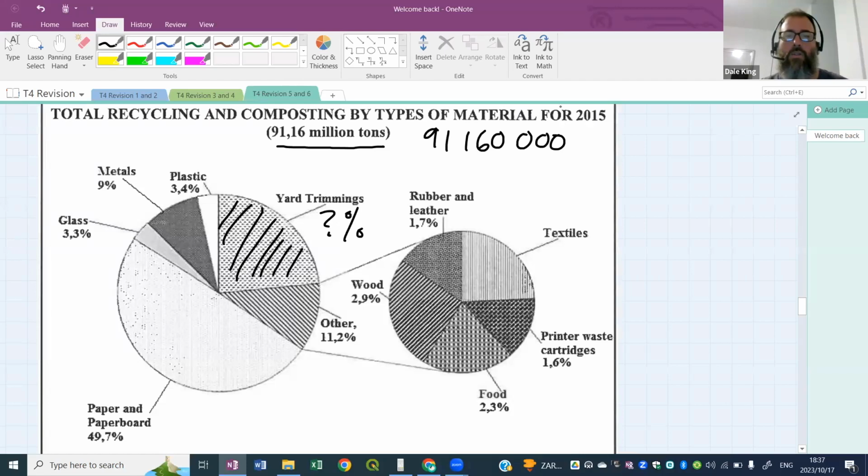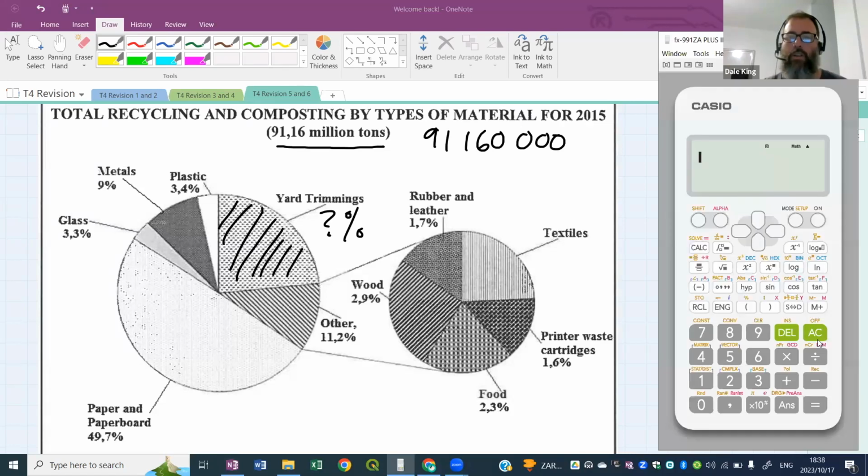All right, there's 23.4. Yes, good. You guys are calculating it. So we know the whole pie makes up 100. 100 minus all the other bits and pieces. So I'm going to add them up, making sure that I don't make a mistake like last time and forget one. Human error. 49.7 plus 11.2. I've got them all there. There we go. Yep, 23.4%.